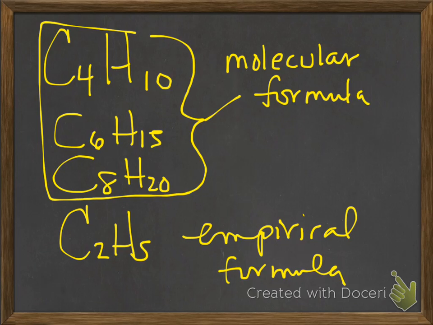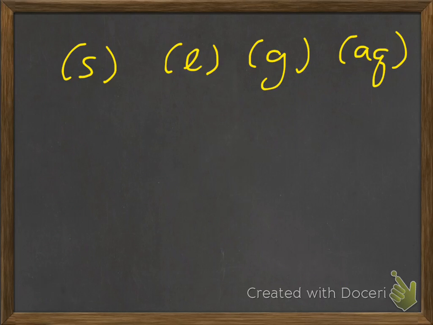Okay. What does each of those mean? Aqueous solution. What's an aqueous solution? Something that's dissolved in water. Acids are aqueous solutions, but not all aqueous solutions are acids. Salt water is an aqueous solution.